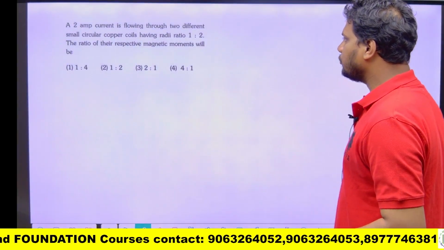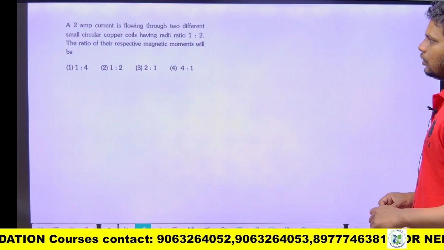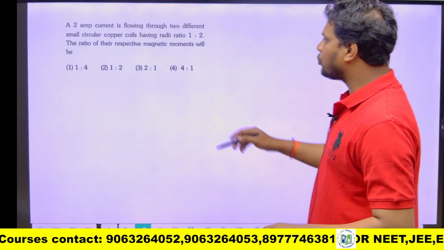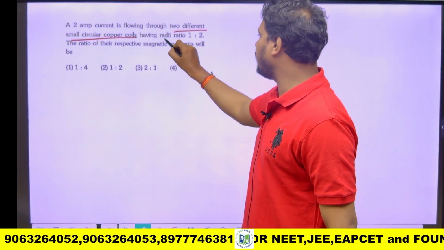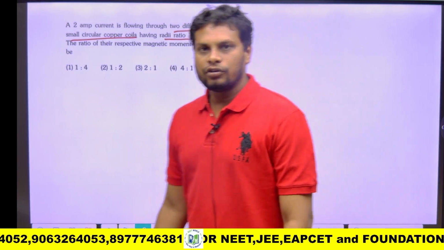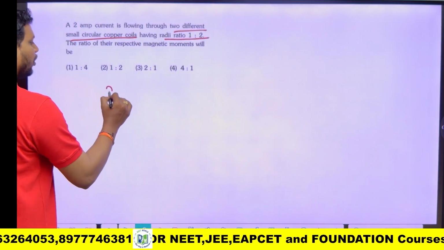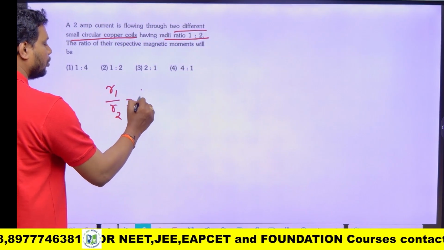And the next question: a 2 ampere current is flowing through two different similar copper coils having radius ratio 1:2. So the ratio of the radius, I will take R1 by R2 is equal to 1 by 2, or 1:2.